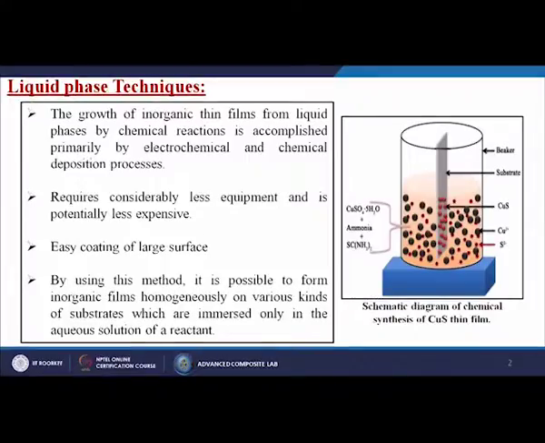By using this method, it is possible to form inorganic films homogeneously on various kinds of substrates which are immersed only in the aqueous solutions of a reactant. So, this is also one kind of consideration.